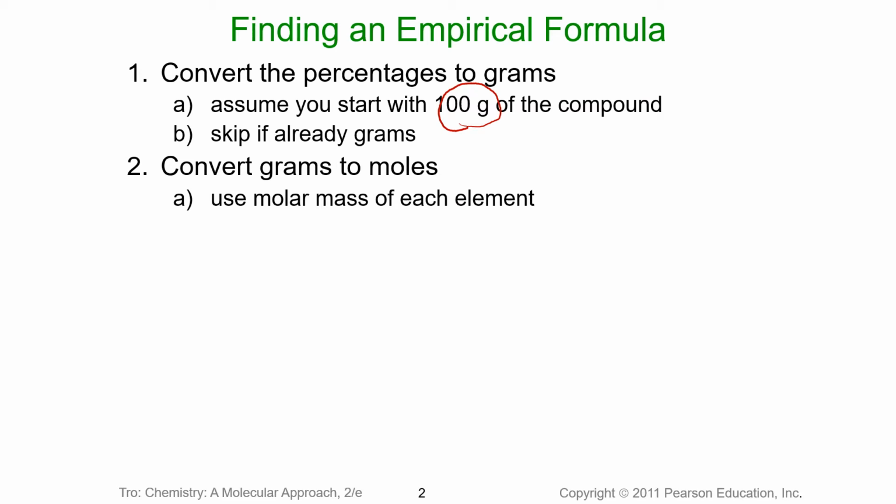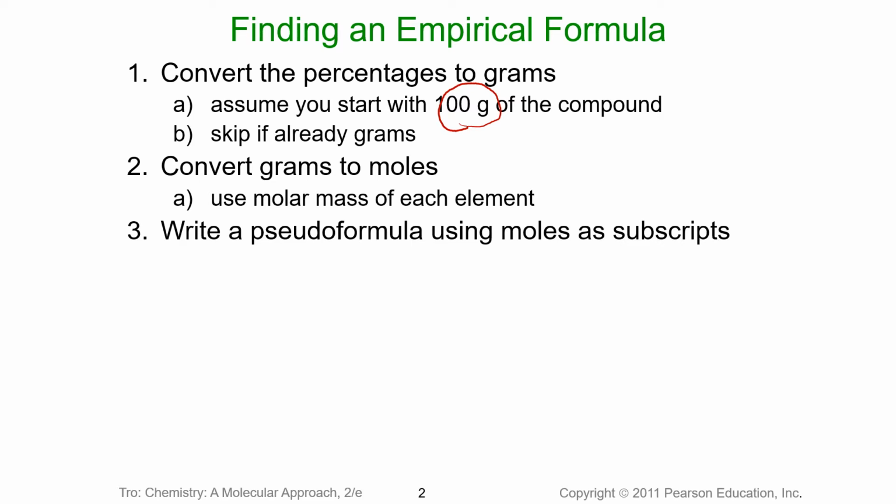You convert the grams to moles, and we do that by using the molar mass of each element off of the periodic table. We use the units to get from our grams into moles. We write a pseudo formula, and pseudo means fake. The reason that it's fake is because we are going to have decimals in our moles, and we can't have that in a real formula because it has to be whole numbers. But we write the amount of moles as a subscript to help keep things organized.